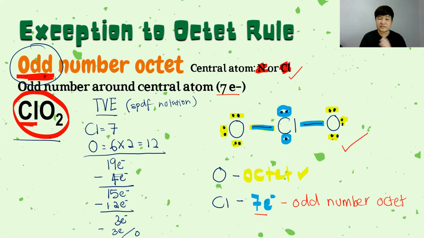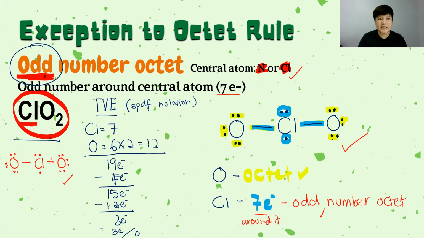Okay, so your ClO2 structure will look something like this. That will be your final structure of your ClO2 and it is absolutely balanced, because chlorine having 7 electrons around it and therefore it achieves odd number octet. And that is odd number octet.